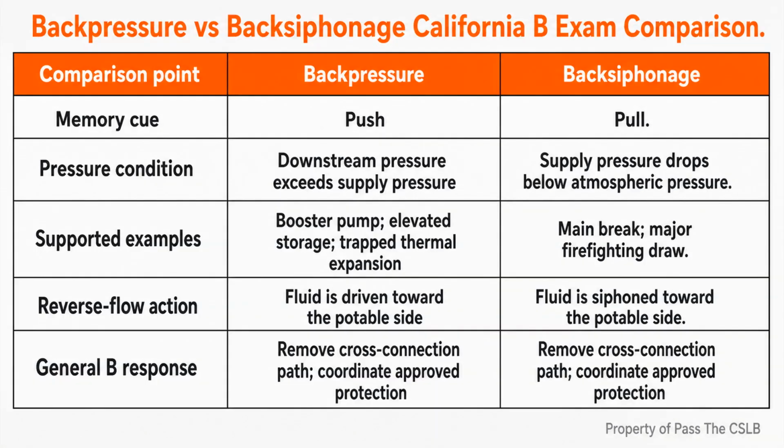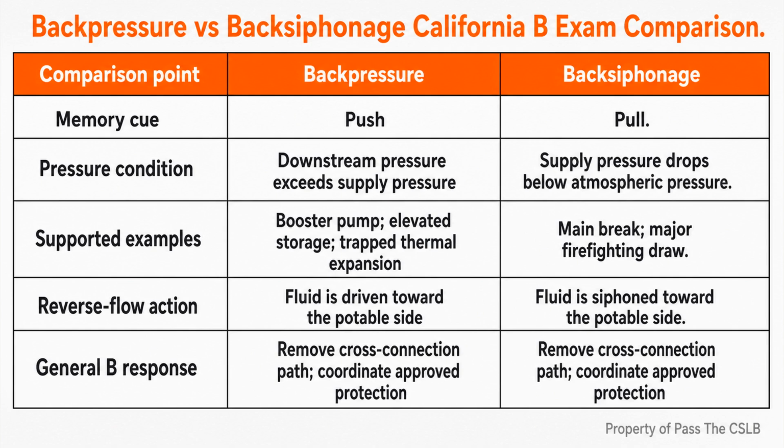The comparison table reduces the distinction to the part that matters in the field. Backpressure is a push caused by higher downstream pressure. Backsiphonage is a pull caused by reduced supply pressure. Both can create backflow if a cross-connection exists, but the pressure event is different.